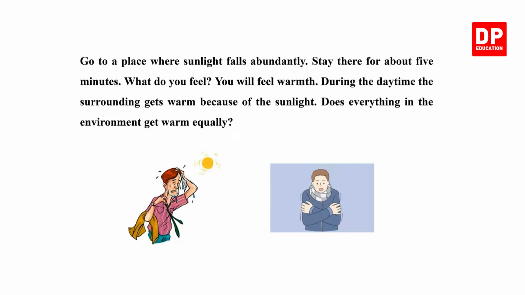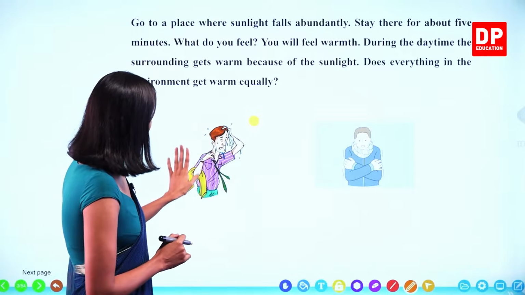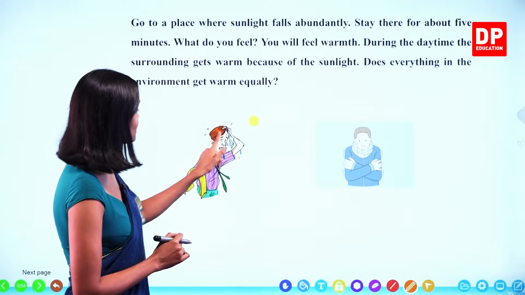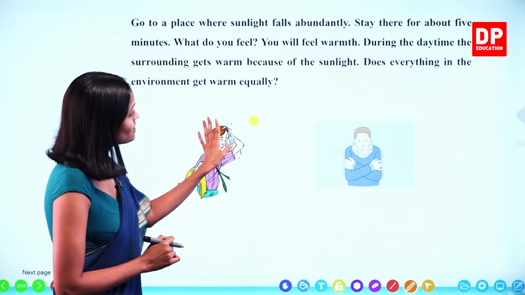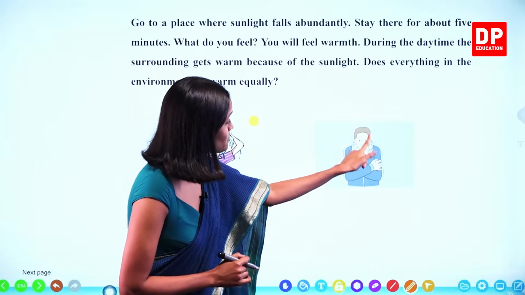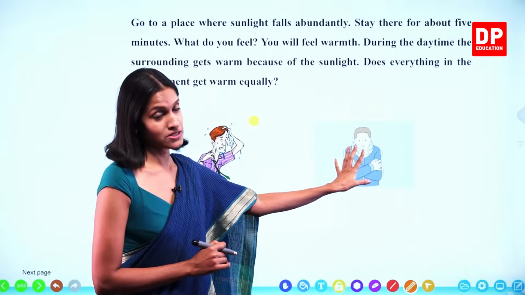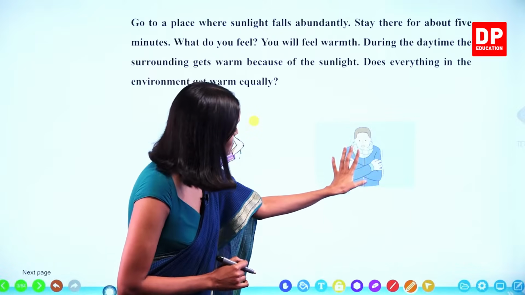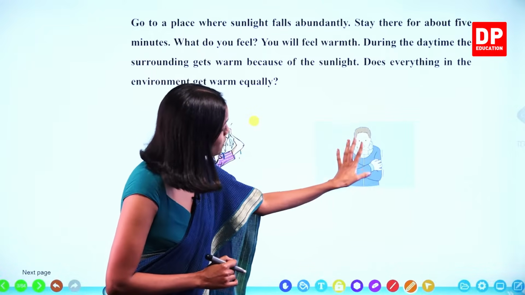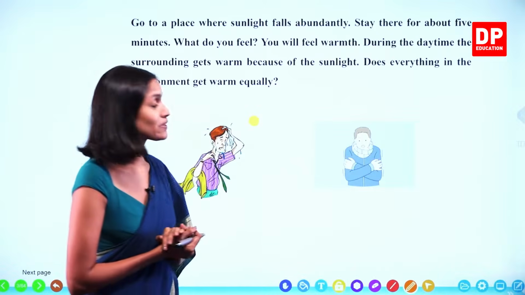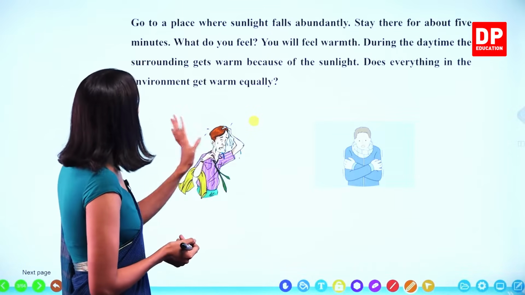Look at these two pictures. Now this picture shows a sunny day. You all can see this person is sweating. What can you see in this picture, children? You all can see this person is wearing warm clothes. His body is covered with warm clothes. He must be in a place with very low temperature, right? He must be in a very cold place. Right, children?